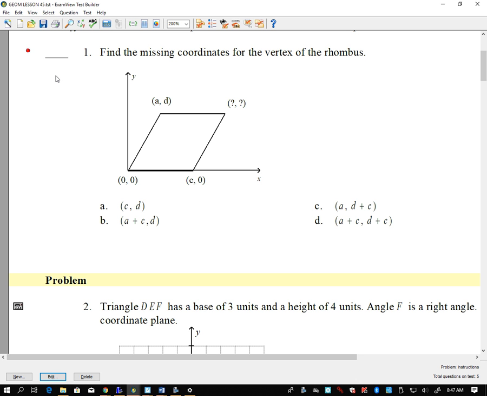So imagining that A was, say, 3, and C over here was 4, well, that would be 3 plus 4, so I would get 7. So we're just taking it back to an unknown sense. So I should get C plus A or A plus C, and then D for my y-coordinate. So I should get B for an answer there. Does that make sense?